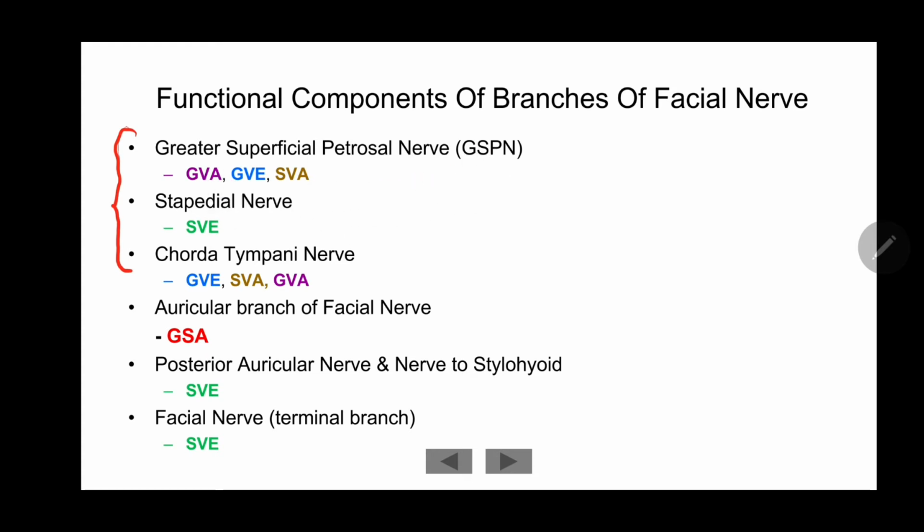Now the stapedial nerve will supply the muscle derived from the second branchial arch. So this is the special visceral efferent nerve to stapedius. Now the chorda tympani carries the same 3 functional components as described before. Remember, if you understand these functional columns with each of the nerves, this will help you solve MCQs also.